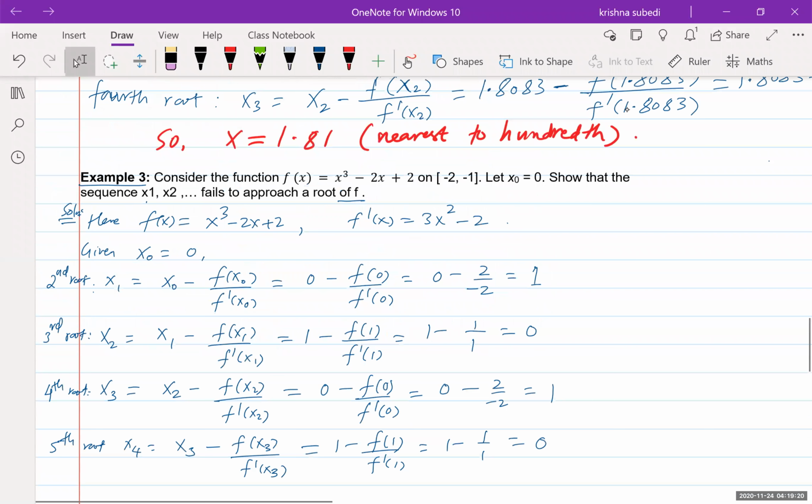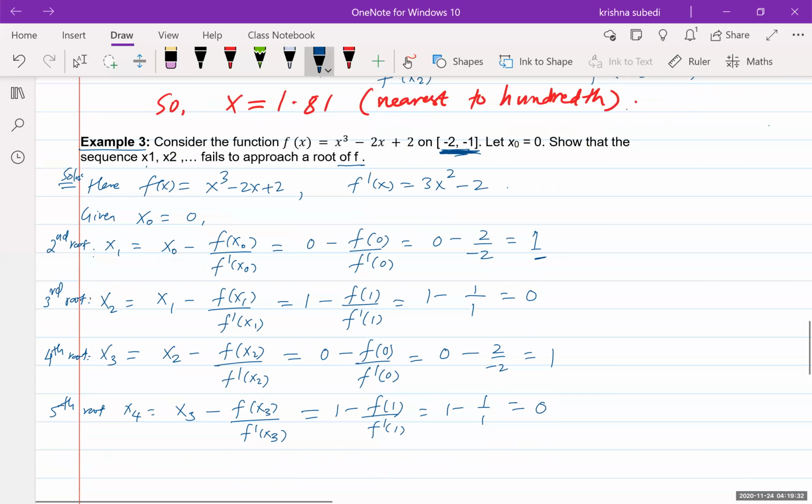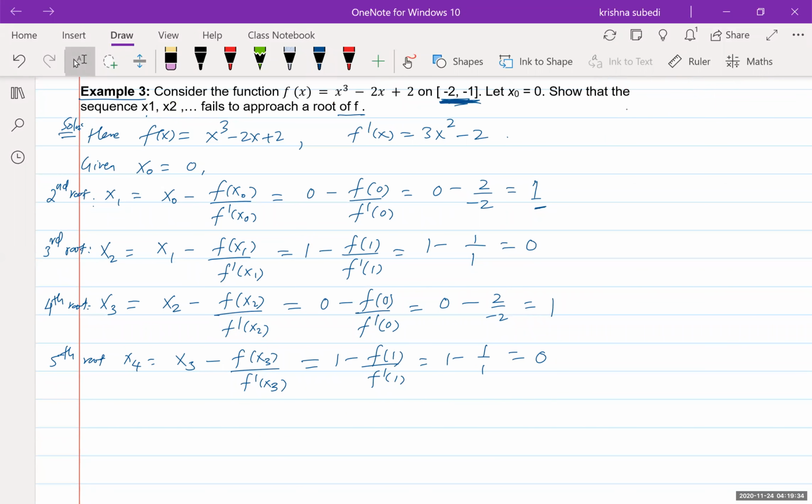Remember, we are looking for an answer between -2 and -1. But notice that what we got, 1 and 0, both of them are not within that interval. So you're not getting the roots within that interval. Okay?